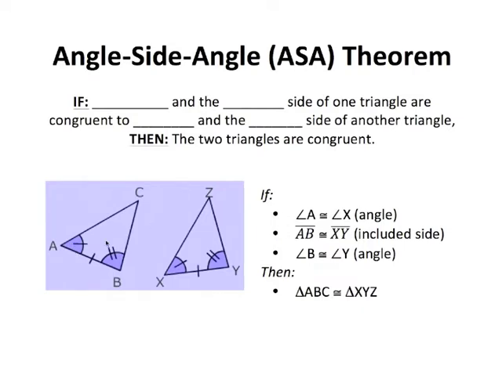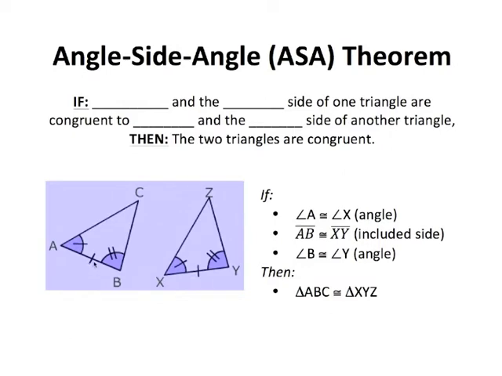Here we can see that if A is congruent to X, which it is based on the markings, and AB is congruent to XY, the included side, which we can see is true because they have 1 tick mark, and angle B and angle Y are congruent, they both have 2 tick marks. So if it's angle, side, angle, and angle, side, angle are congruent, then these 2 triangles are congruent.